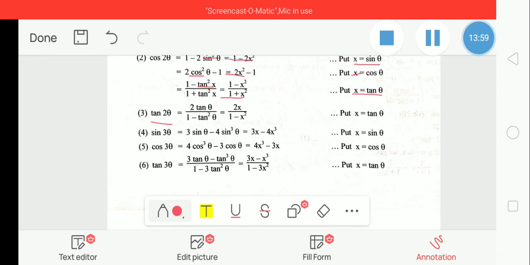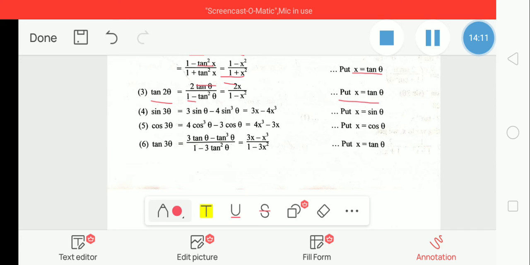Then tan of 2 theta is equal to 2 tan theta divided by 1 minus tan square theta, so that gives 2x divided by 1 minus x square. So we put here x as tan of theta.